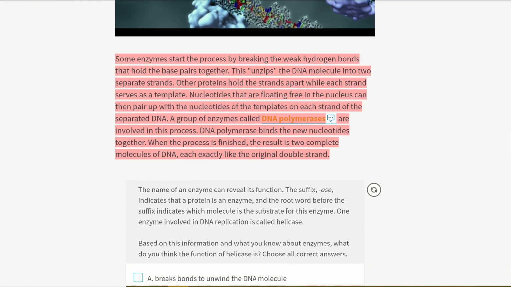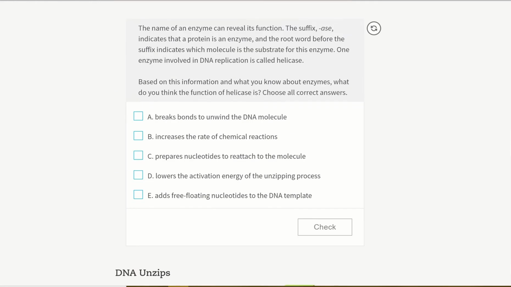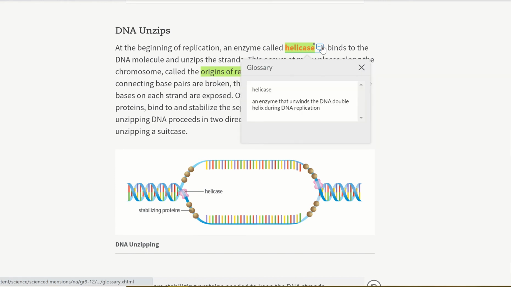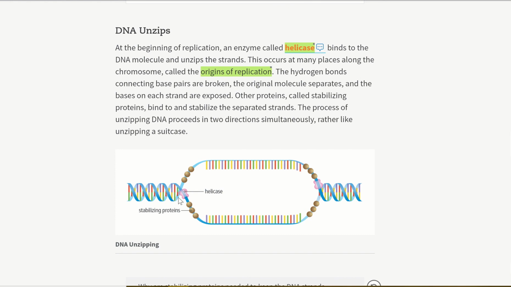So it's going to use both sides as a template, and we're going to bring them in. So step number one right here is going to be helicase. Helicase is an enzyme that's going to unwind and then open the DNA. All of these are little hydrogen bonds between the A's and T's and C's and G's. And what's going to happen is helicase is going to open it.